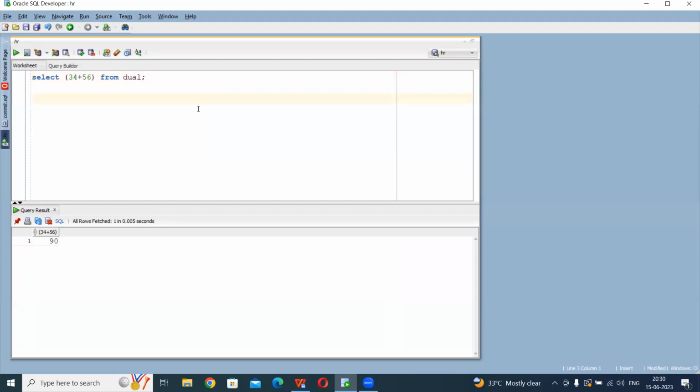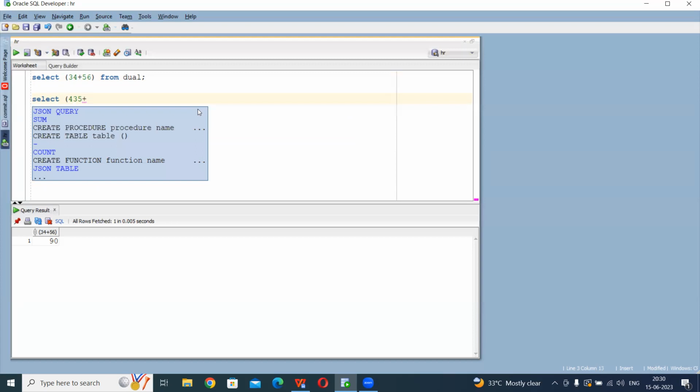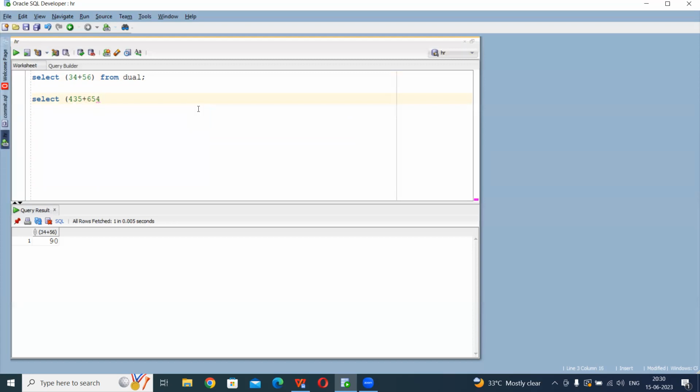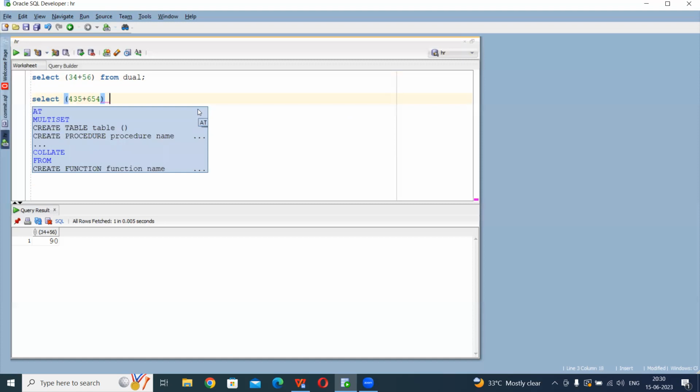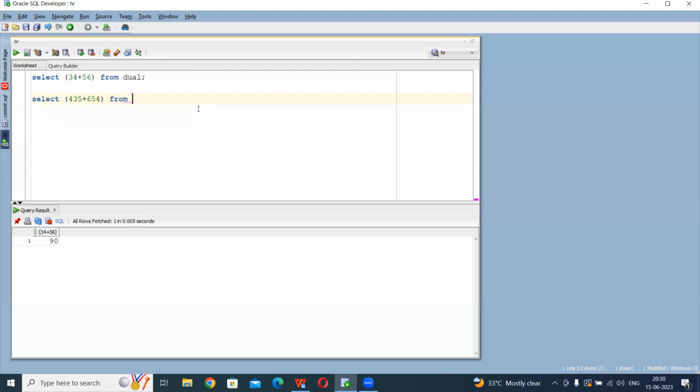Now I want to perform addition between two more numbers. How to write the query? We'll write our query starting with the select keyword. After select, I have opened a parenthesis. After opening the parenthesis, I have given my numbers as 435 plus 654. I want to perform addition between these two numbers. Then I have closed the parenthesis. After closing the parenthesis, I have mentioned the from clause.